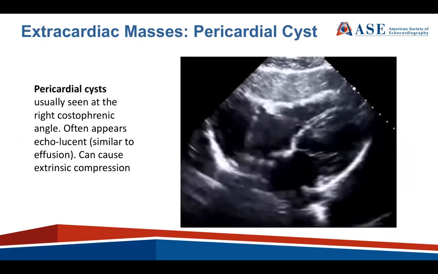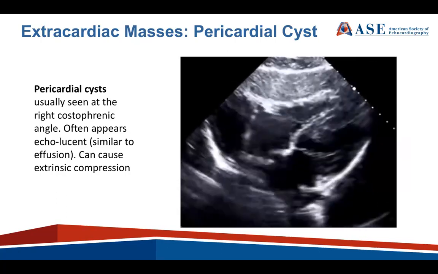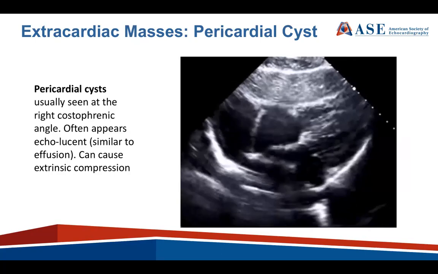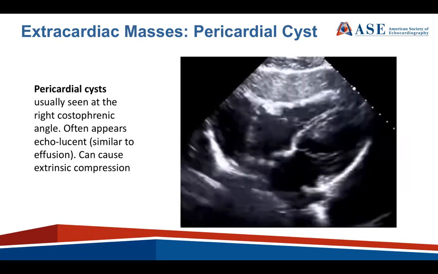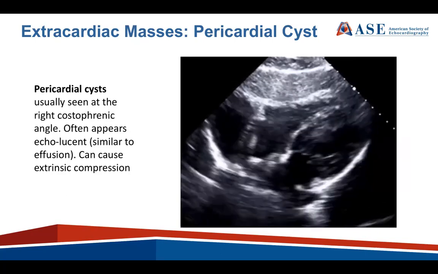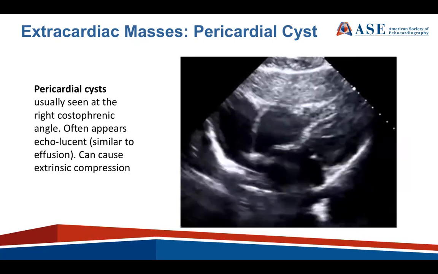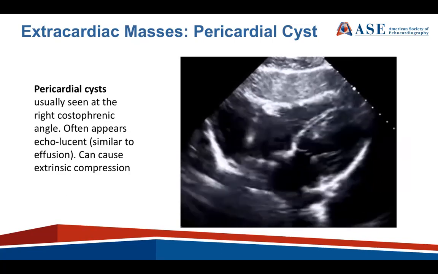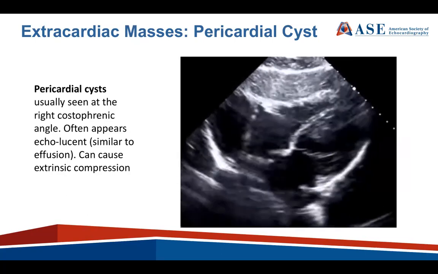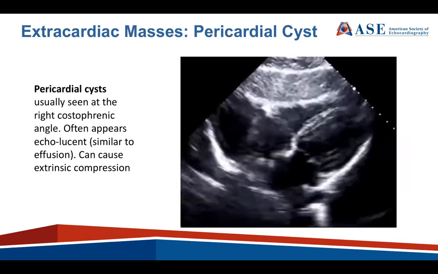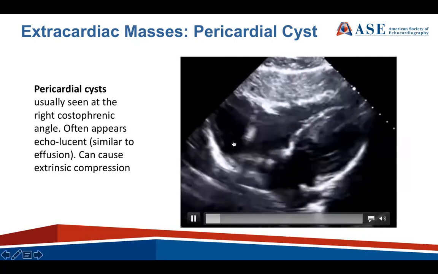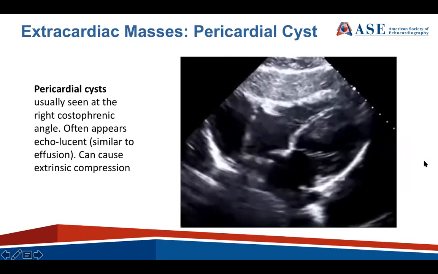There are extracardiac masses that we can identify on echocardiogram as well, most commonly the pericardial cysts. So pericardial cysts are usually seen at the right costophrenic angle. Often we see these better with MRI or CT, but you can occasionally see them in echocardiograms as well. And they often appear as echolucent, almost like an effusion space, and they can actually cause extrinsic compression of the right atrium or the right heart structures. And so you can see this echolucent space right here is actually known as a pericardial cyst when looked at with further imaging.